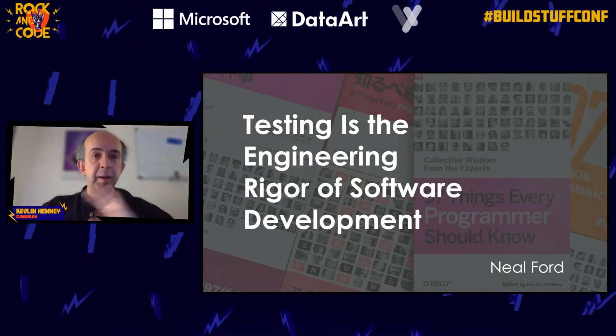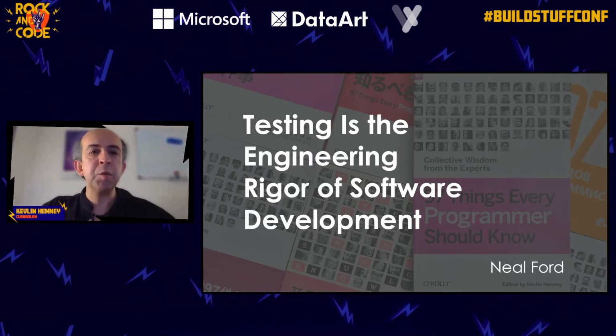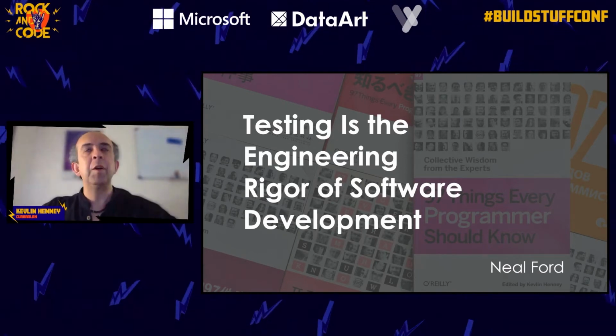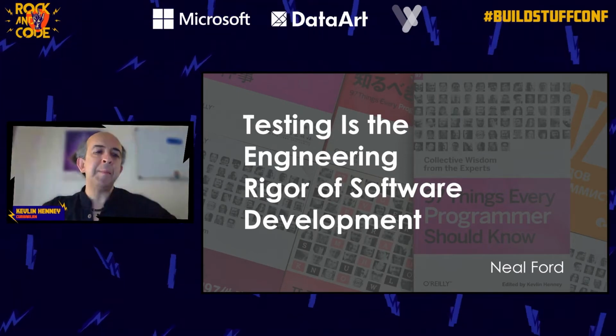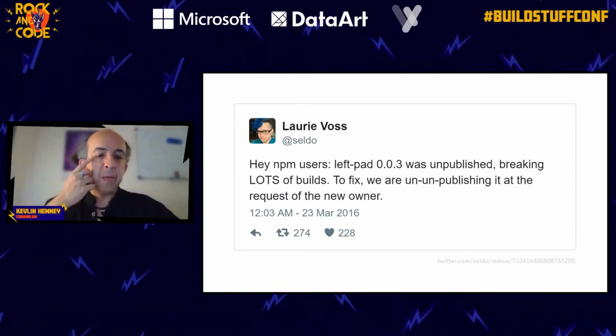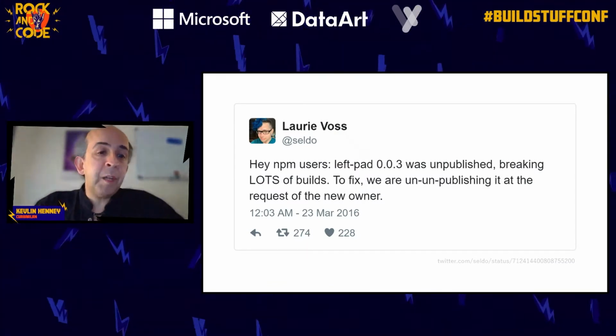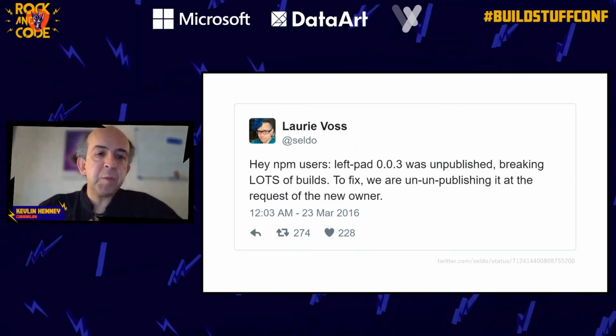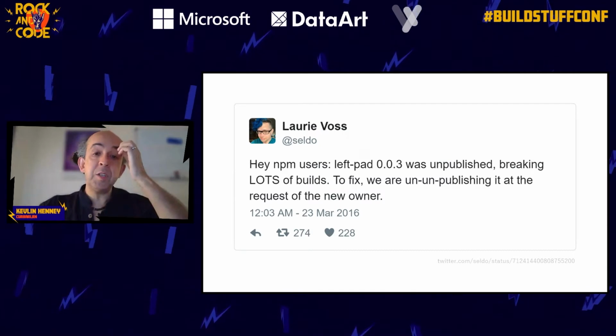Now, here was another interesting thing. Let's not talk about how you're supposed to package up your modules before you do this. You shouldn't dynamically load things off the web, although there are some very interesting things to say about that. So from NPM, there was this tweet. Glory was at NPM. LeftPad 3, unpublished, breaking lots of builds. To fix, we are unpublishing it at the request of the new owner.